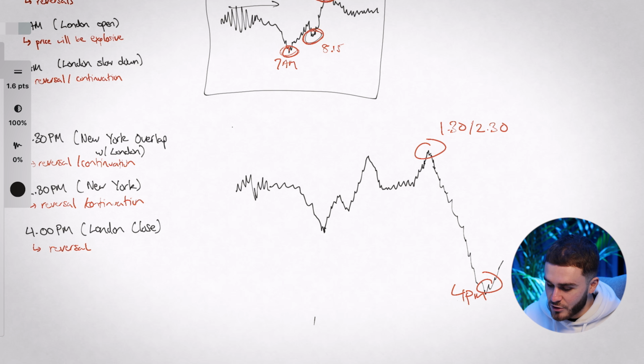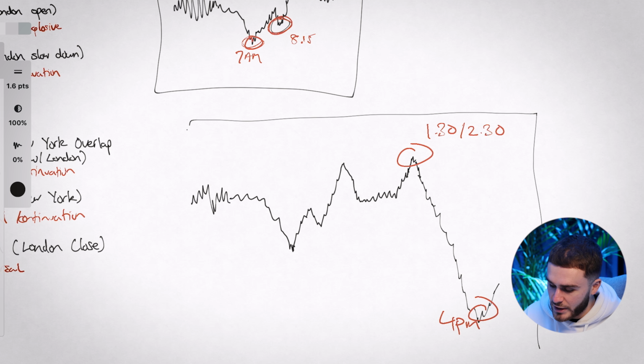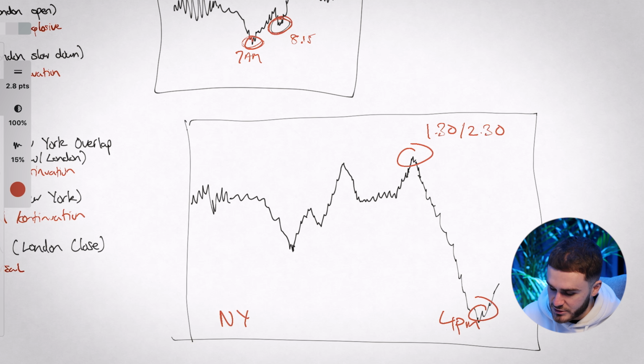So we have now looked at the London session, typical entry model that we can actually look at. But now this is also the New York session as well.